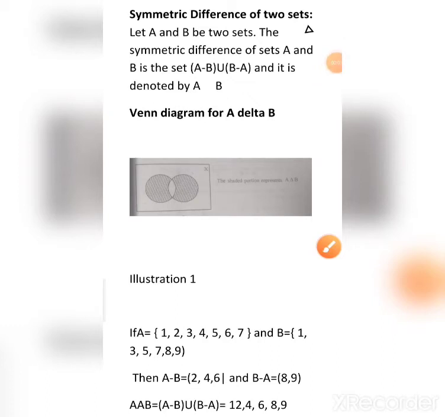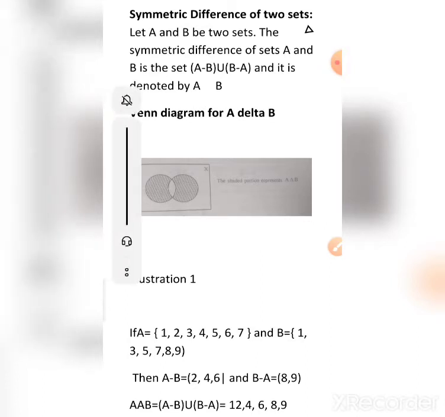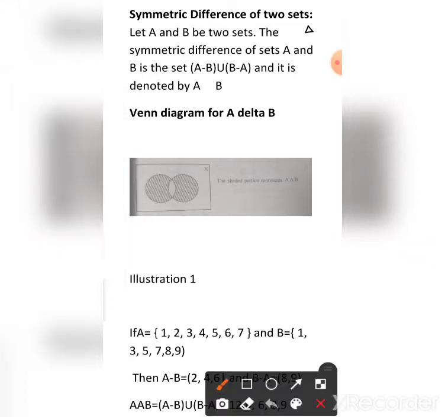Today's article is symmetric difference of two sets. Let A and B be two sets. The symmetric difference of sets A and B is the set A minus B union B minus A, and it is denoted by A delta B. Observe in the Venn diagram.